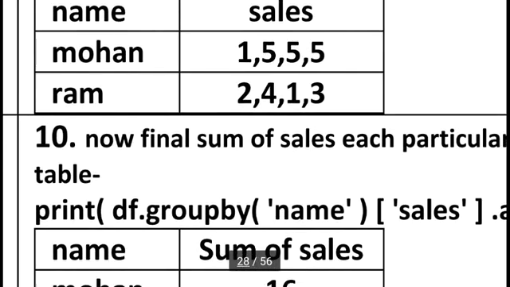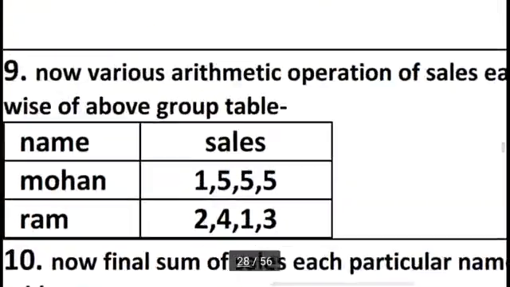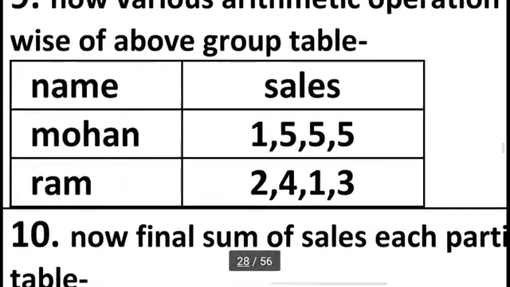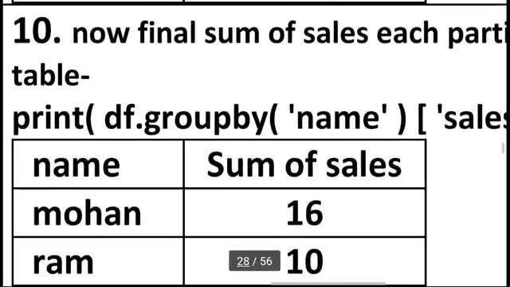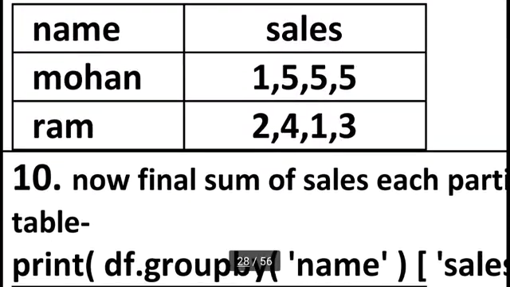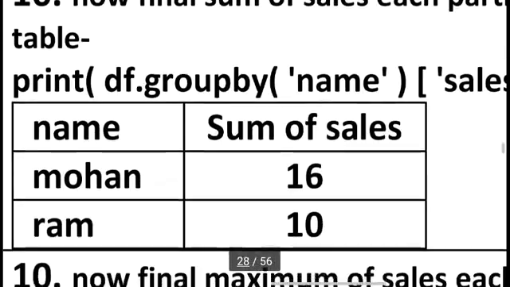Very simple. Now the final sum of each: Mohan's total sales is 1 plus 5 plus 5 plus 5, so the result is 16. The Ram sum is 2 plus 4 plus 1 plus 3, so the Ram sum is 10.